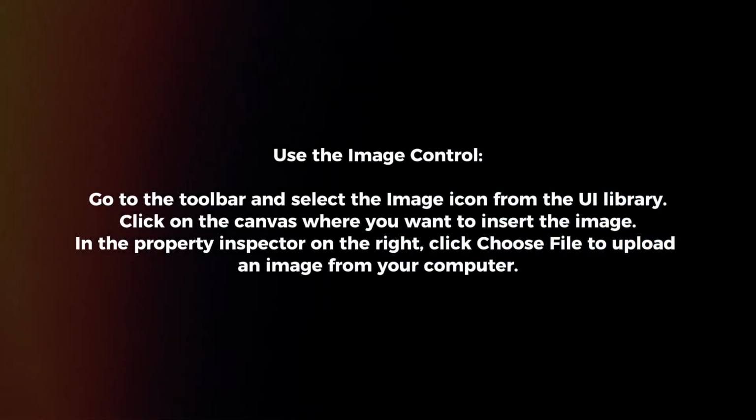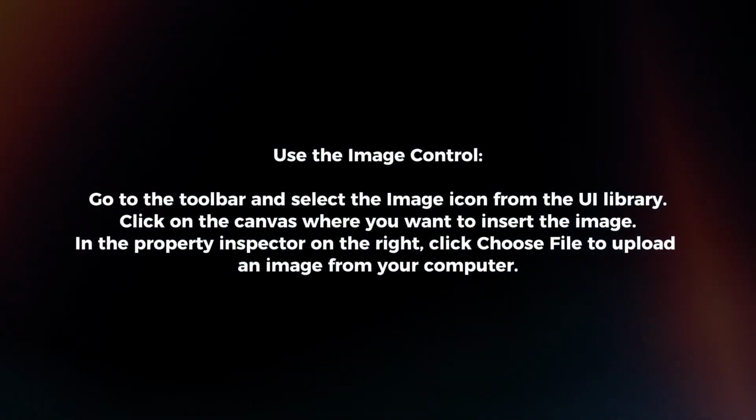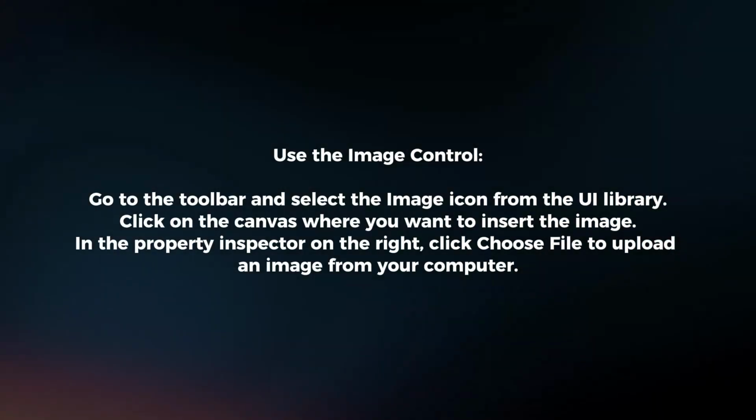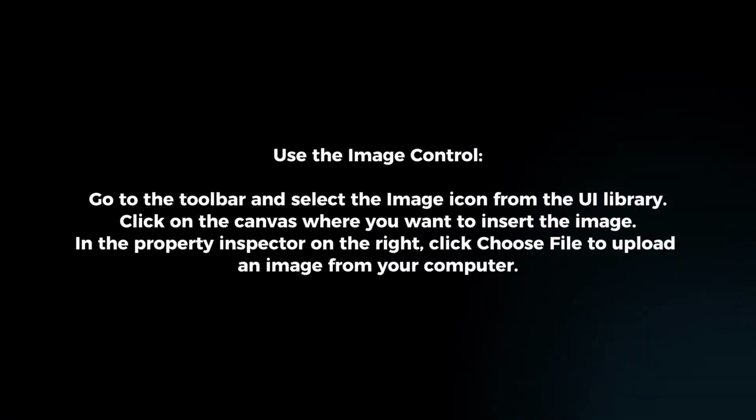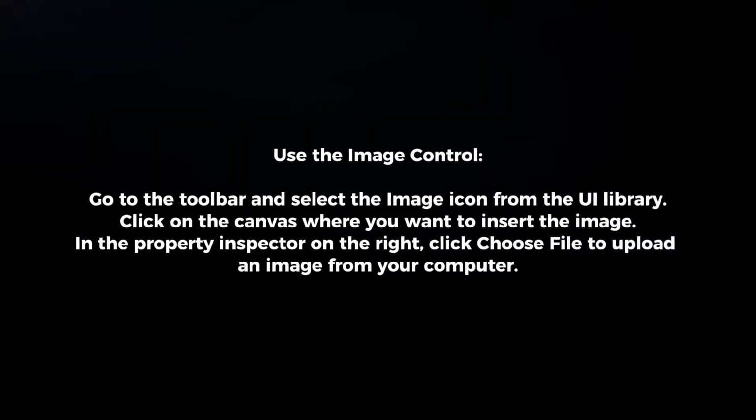Use the image control. Go to the toolbar and select the image icon from the UI library. Click on the canvas where you want to insert the image. In the Property Inspector on the right, click Choose File to upload an image from your computer.